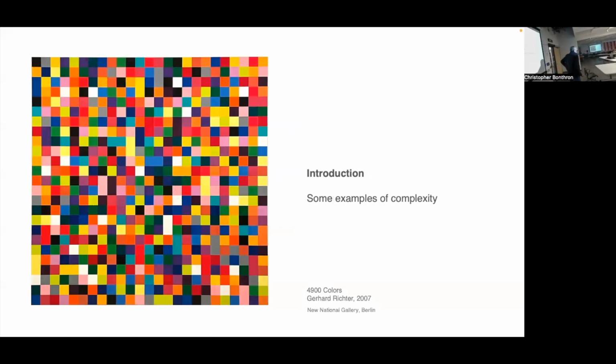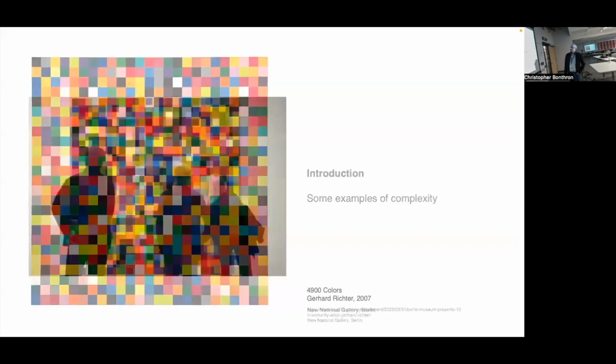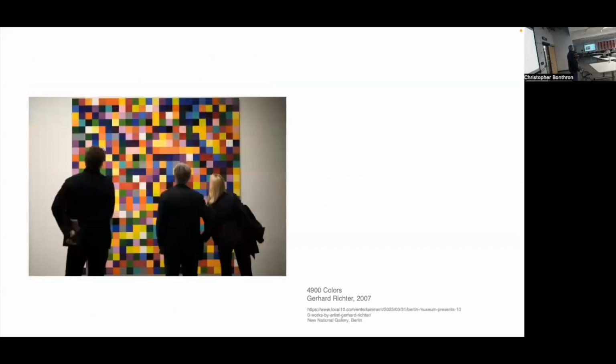Another example of some kind of complexity. This is a painting by Gerhard Richter. I think any of us can quickly see that this painting is a square. It's actually very large, just to give you some idea what the scale is. Okay.